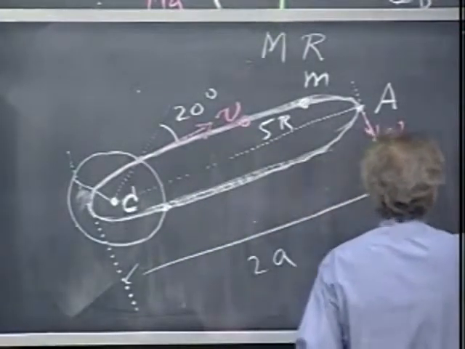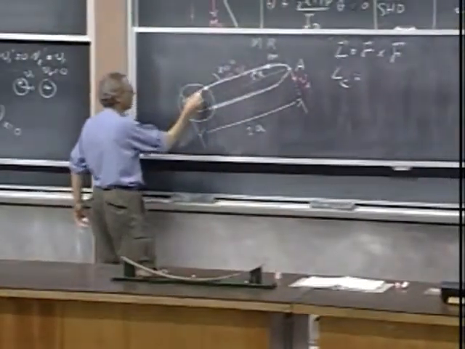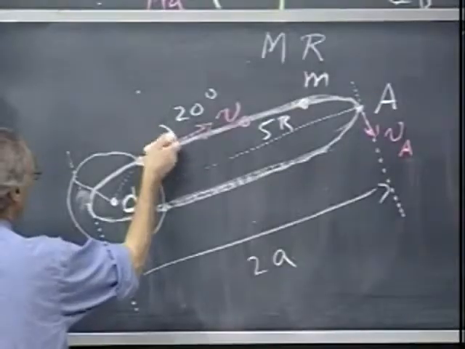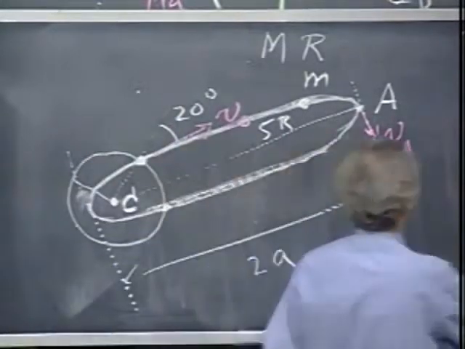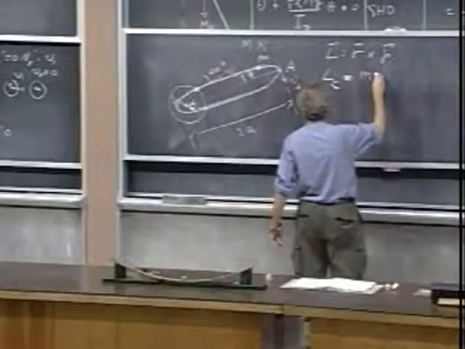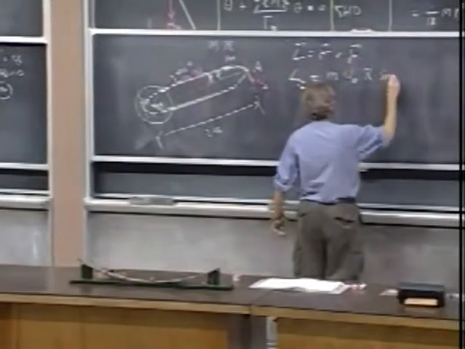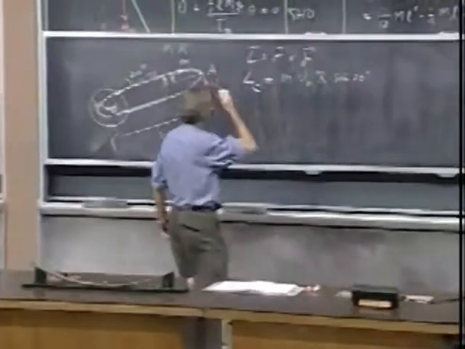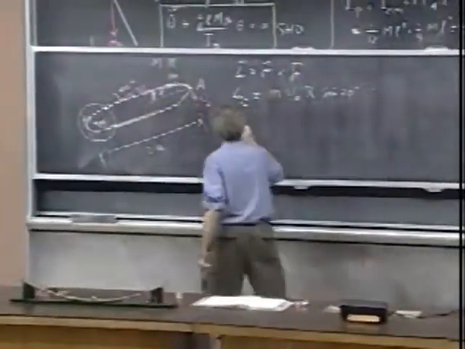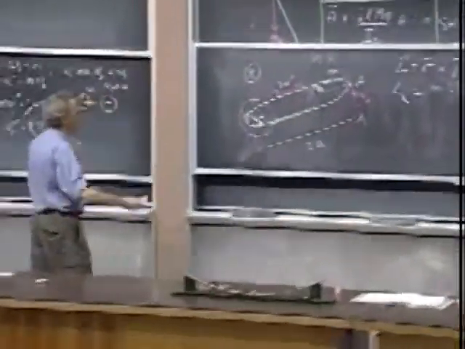So the angular momentum relative to point C at this moment in time is the position vector, which is capital R, times the velocity, but I have to multiply it by the sine of 20 degrees. So it is m v0 times capital R times the sine of 20 degrees. That must also be the angular momentum right here. The fact that the angular momentum is in the blackboard is no concern to me. I just want to know the magnitudes.